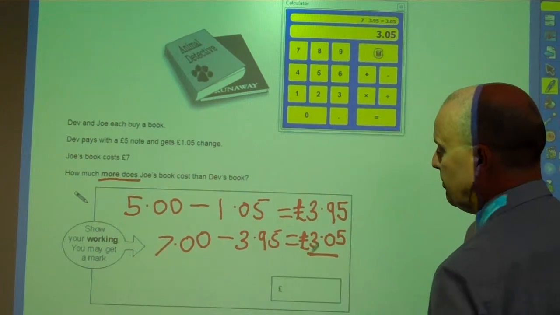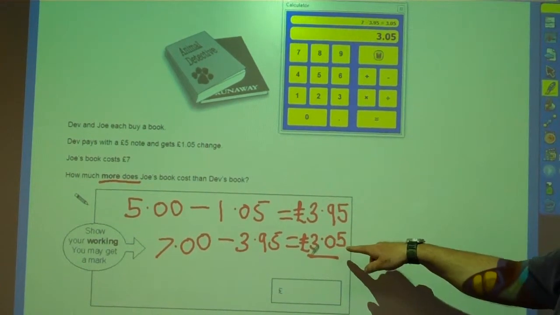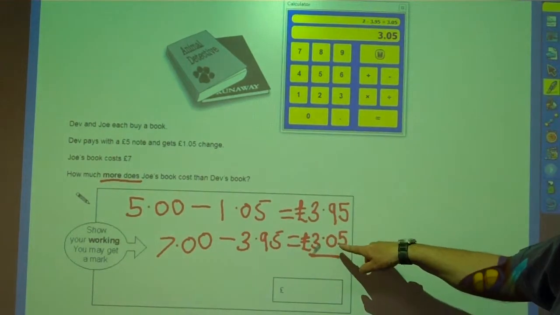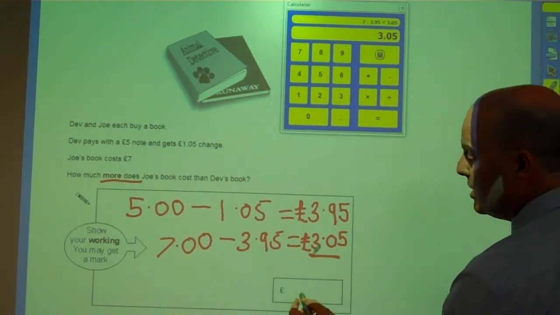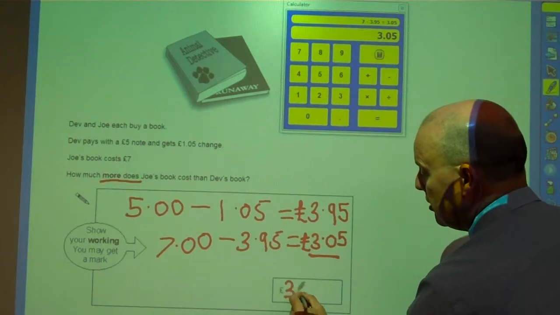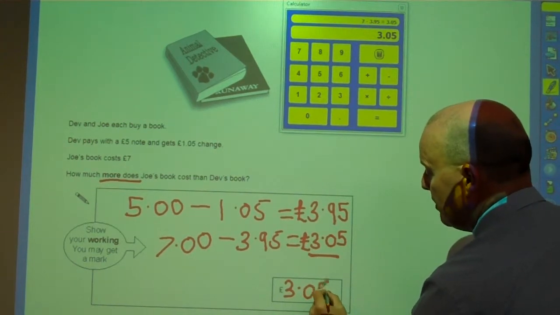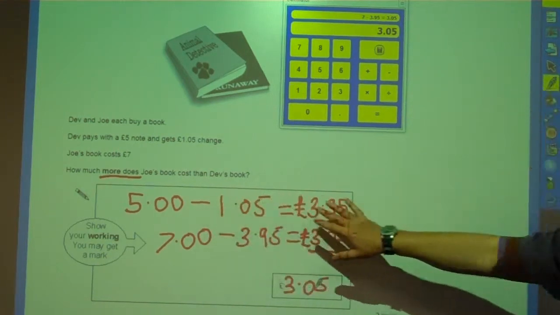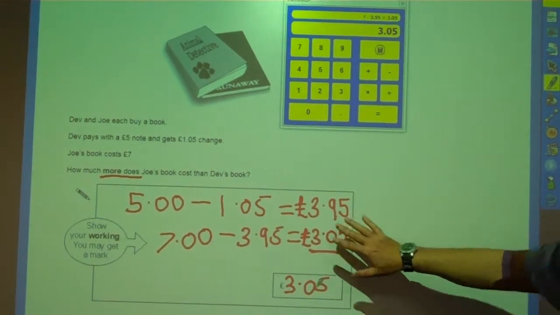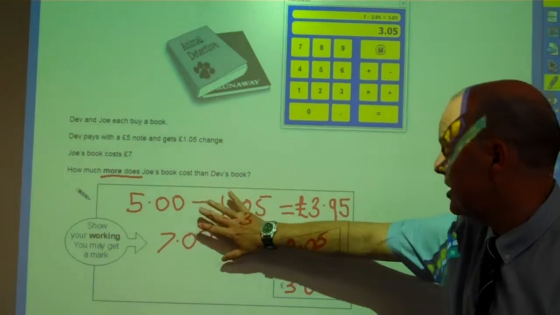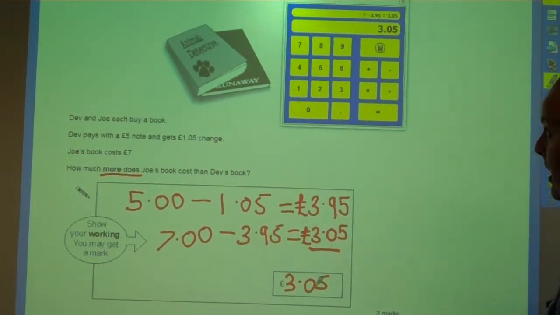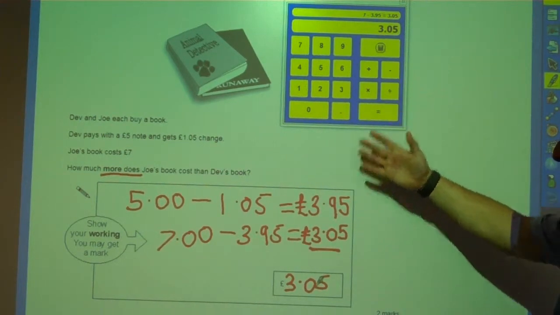And I know this is the final part of my question. So the actual question is, how much more does Joe's book cost than Dev's? And I've calculated it's £3 and 5p, so I need to put it into the box there. They've already given you a pound sign, so you don't need to write that. And I've showed my workings, a little bit untidy, I admit, but I think my method is shown, and then also my answer is shown here. And I've used a calculator in order to get there.